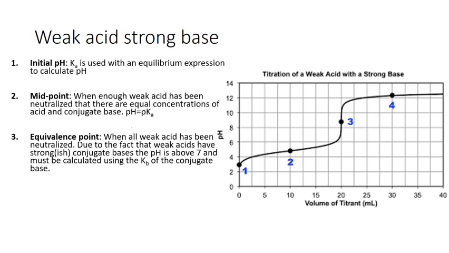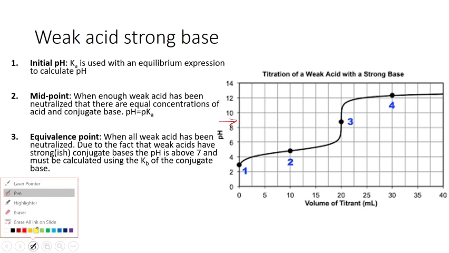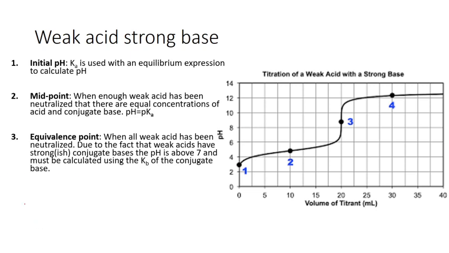Equivalence point, so we still have an equivalence point. It is still the same thing. It's when all the acid has been neutralized. But in this case, due to the fact that weak acids have strong-ish conjugate bases, the pH for this titration is above 7. So it is basic at the equivalence point because of the conjugate base. And so in this case, the conjugate base and its basicity cannot be ignored.